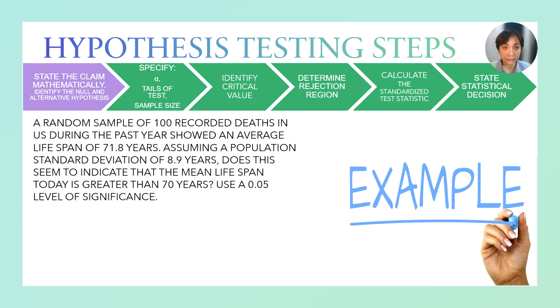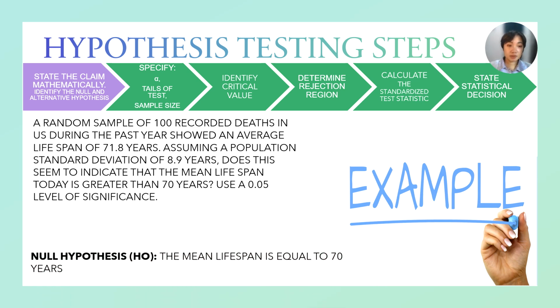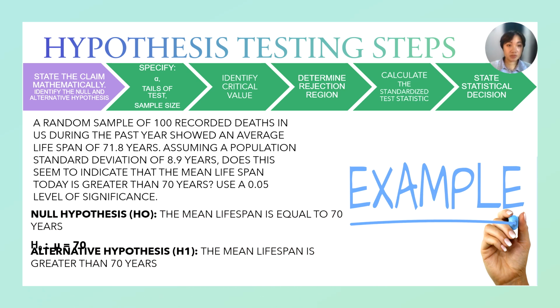Step 1. State the claim mathematically. Let's identify which one is the alternative hypothesis first. The researcher made a study out of 100 samples to see if the mean lifespan is greater than 70. So the alternative hypothesis is mu greater than 70 because this is what you want to see if true. So let's put on both hypotheses. The null hypothesis is the opposite of that, so it's just mu is less than or equal to 70.